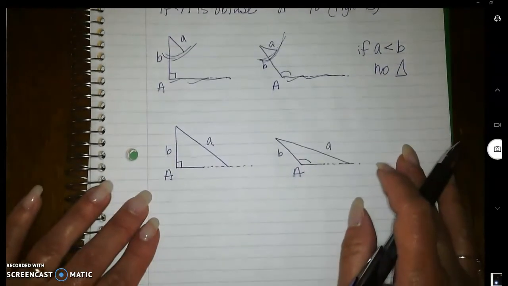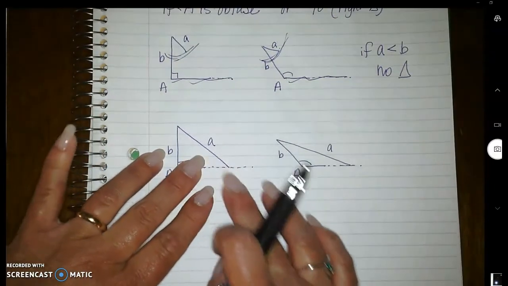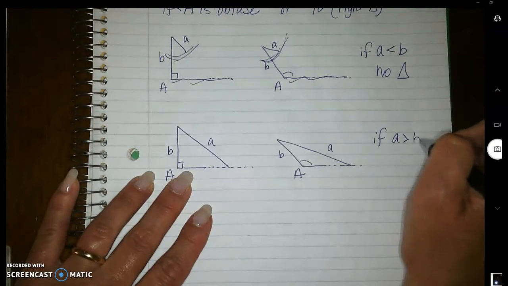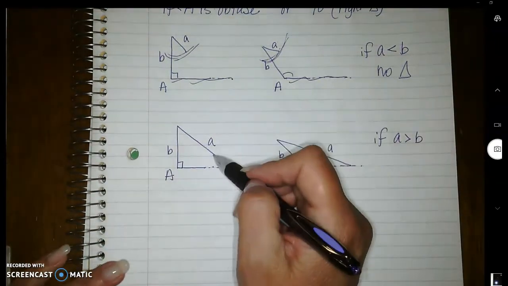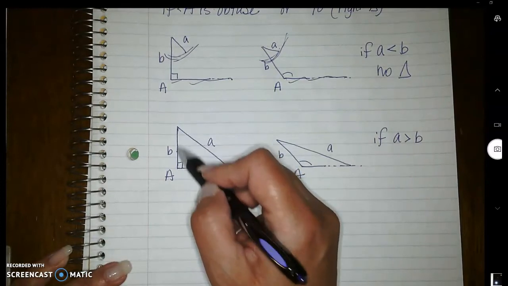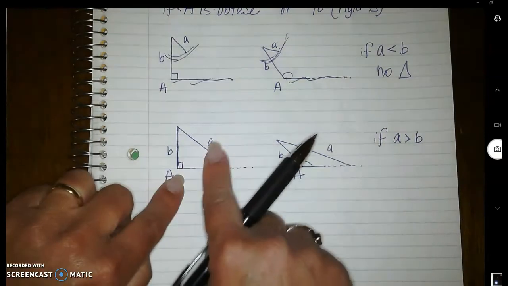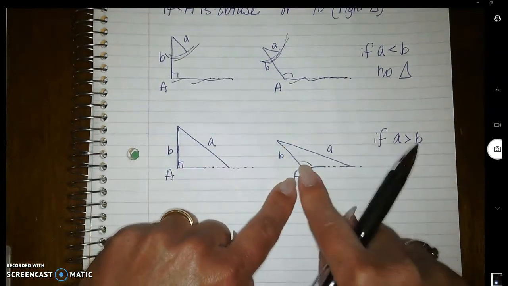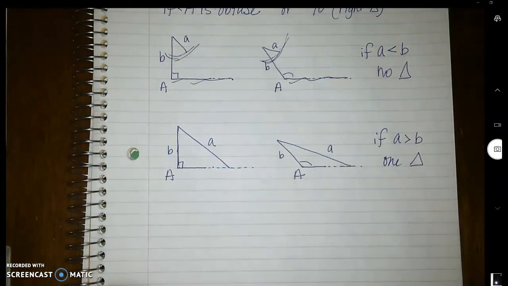If you look at an obtuse angle, or when side A is actually greater than the length of side B. Now, if it's equal to side B, it's going to be straight up and down. You can't build a triangle with that either. And so if this is a right angle, you're going to get 1 triangle. If it's an obtuse angle, then you're going to get 1 triangle.